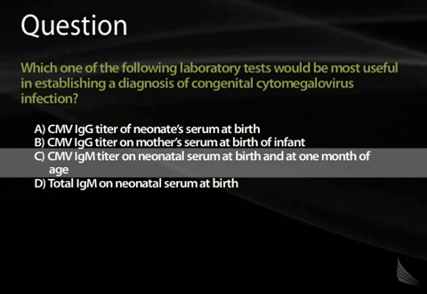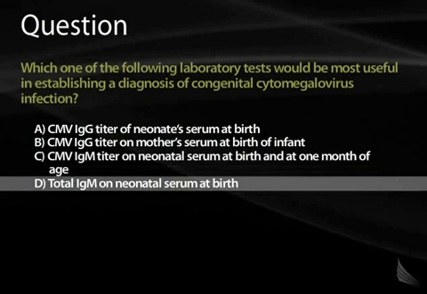C. CMV IgM titer of the neonatal serum at birth and at 1 month of age. That makes sense. Like we said before, IgM can't cross the placenta, and so if you find IgM in the baby, it's from the baby, and if it's making anti-CMV IgM, it's been exposed. D. Total IgM on neonatal serum at birth. That's going to be less helpful, especially because we can use the paired titers in C to see if it's going up or going down.